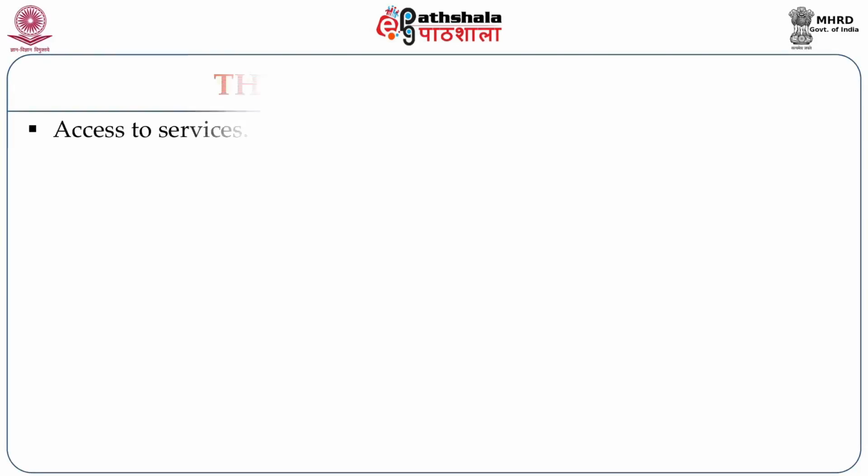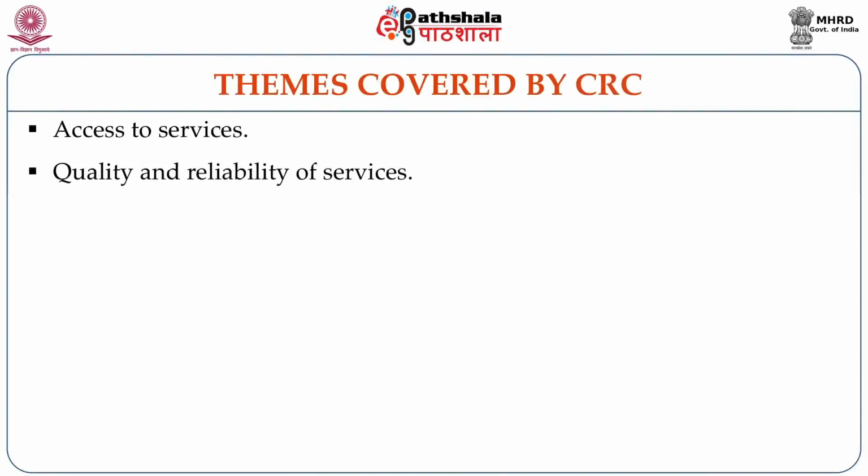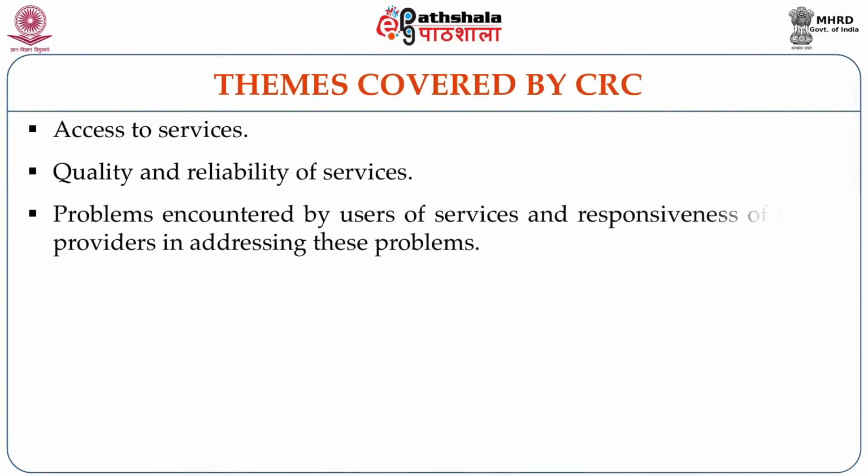Some of the themes that citizen report cards tend to cover include access to services, whether people who are supposed to obtain a specific type of service on paper, and on which perhaps money has been spent on the provisioning of that particular service, the extent to which the population group has been covered. Quality and reliability of a service. If a particular service is being provided to people, is the quality and reliability in accordance with the specifications and the operational guidelines? Problems encountered by users of services and responsiveness of service providers in addressing these problems.